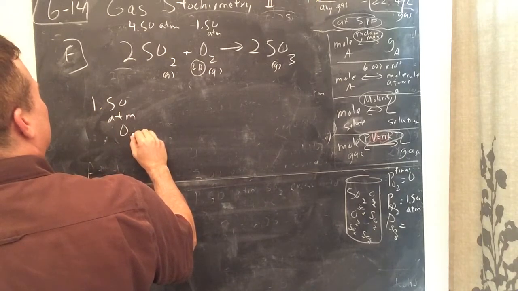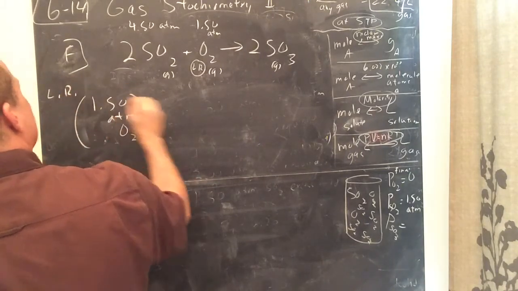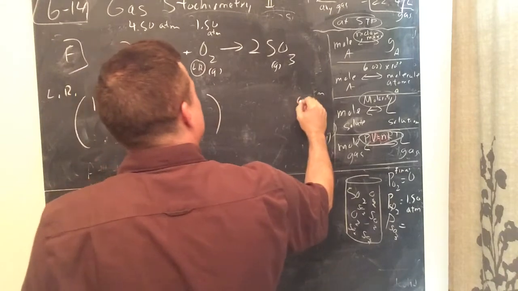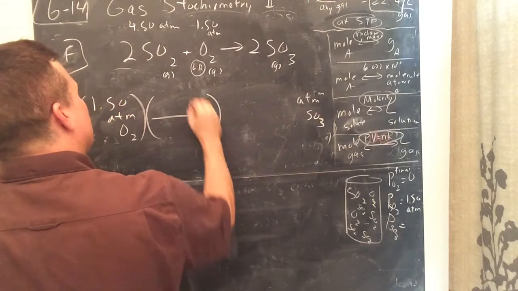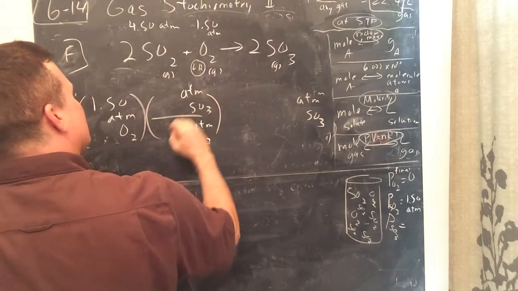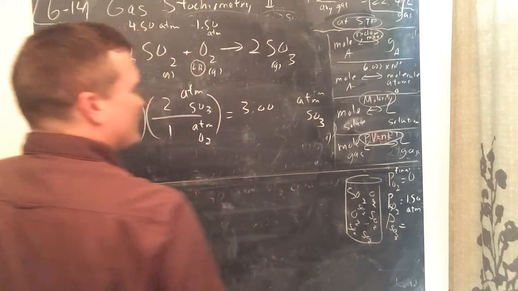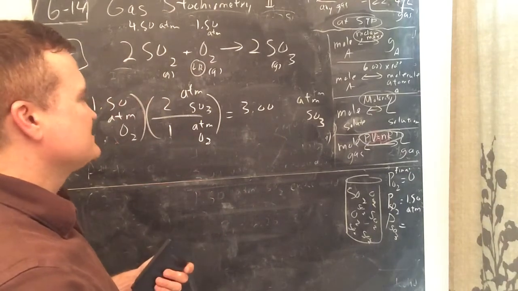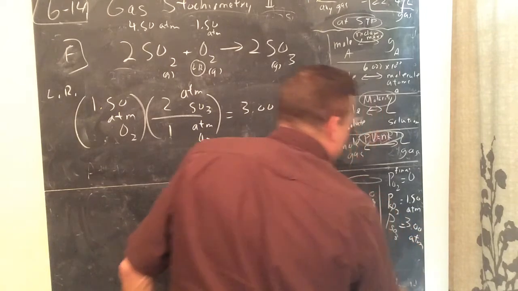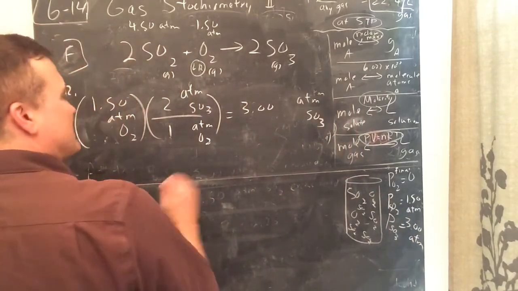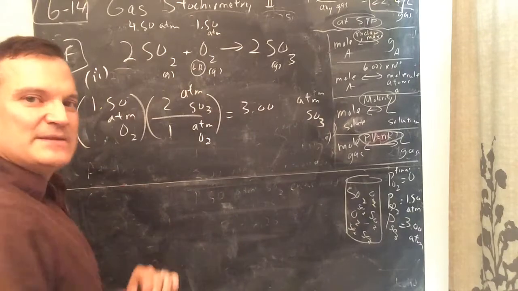All right, 1.50 atmospheres of O2. That's your limiting reagent. So we're going to use that to find atmospheres of SO3. So atmospheres of O2 to atmospheres of SO3, and it's also going to be a 2-to-1 ratio. So 3 atmospheres of SO3. In the end, you'll have 3.00 atm of SO3. So they didn't ask this question. At the end of the reaction, that's part 2, you have 3 atmospheres of SO3.